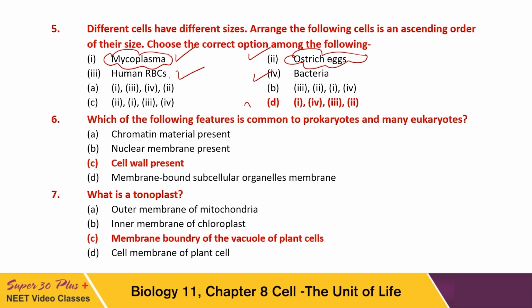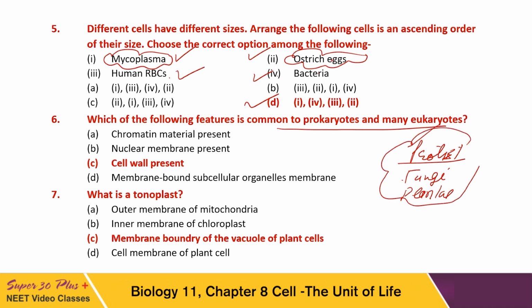Which of the following features is common to prokaryotes and many eukaryotes? Only the cell wall. Many eukaryotes means, you know, we have here protists. Most of the protists have a cell wall. Then fungi, and then the plant kingdom, most of these have it. Out of the 4 eukaryotic kingdoms you can leave Animalia. This is similar to bacteria. Okay, cell wall is a very important and interesting question.